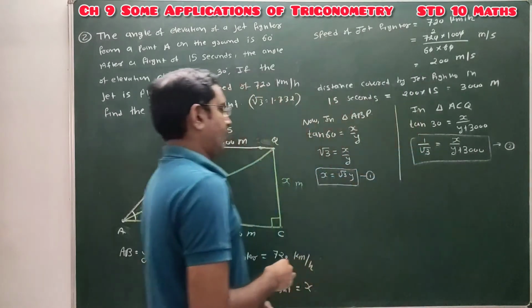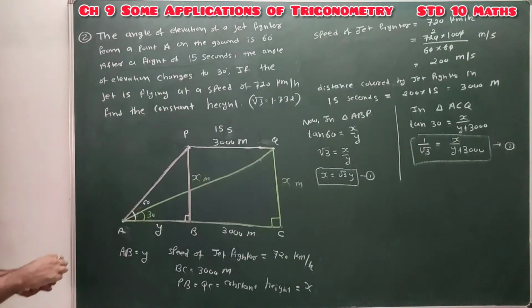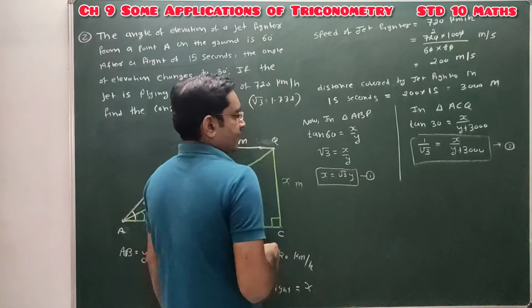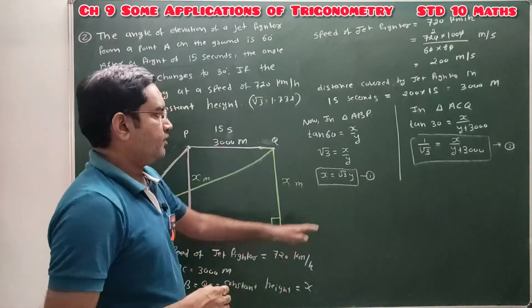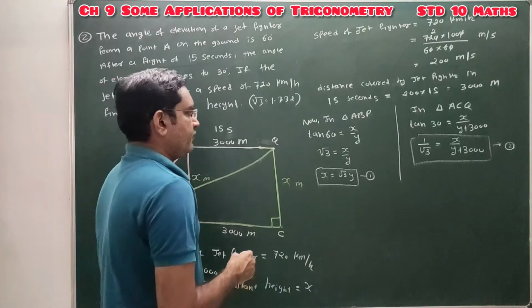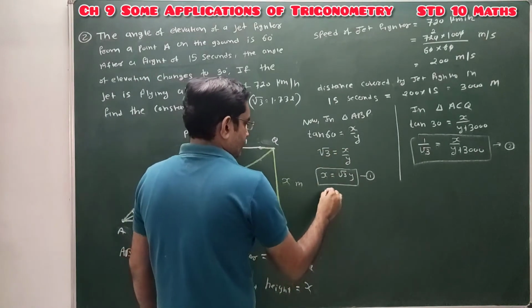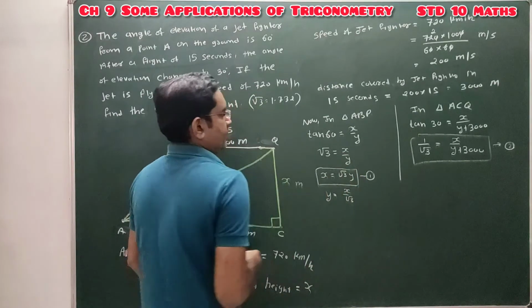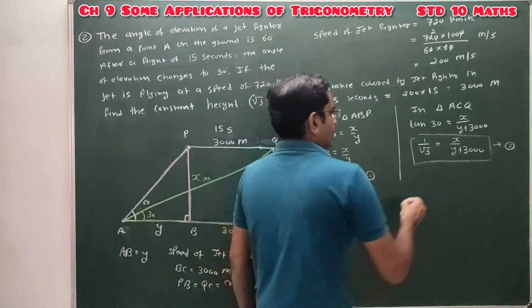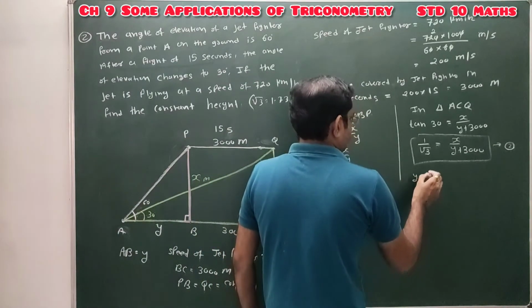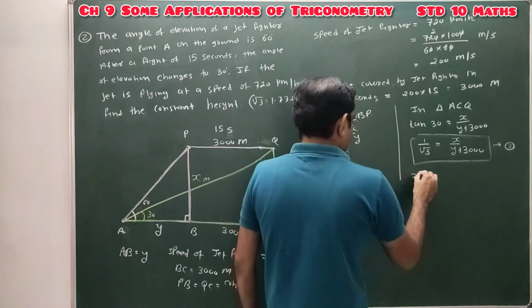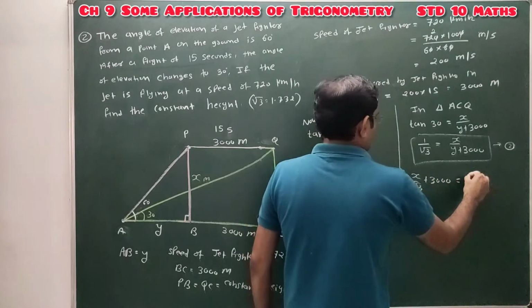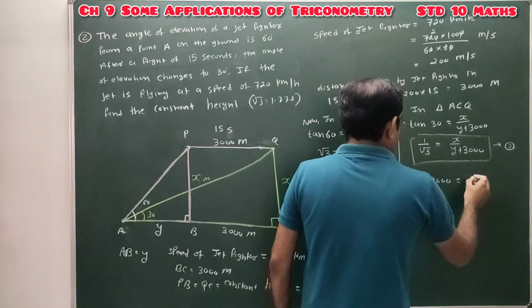Now what you have to find, X or Y? You have to find the constant height of the jet fighter. So constant height is X. So we will replace this value of Y with X. We will eliminate Y, so here we will not put x equal to root 3y. We will put y equal to x upon root 3. We will put y equal to x upon root 3. Done. So this one is y which is x upon root 3 plus 3000 equal to root 3x.